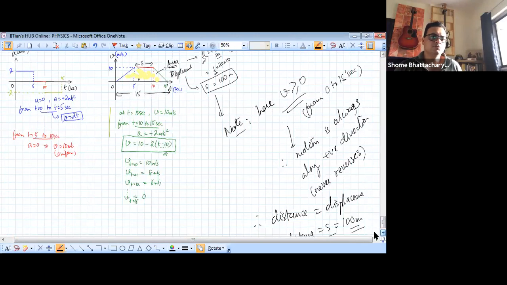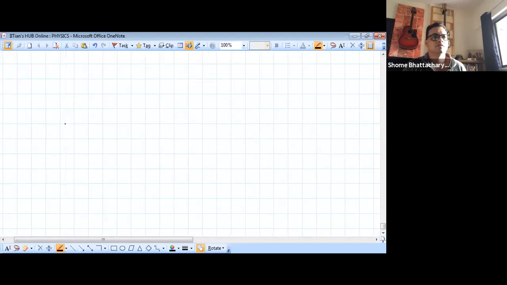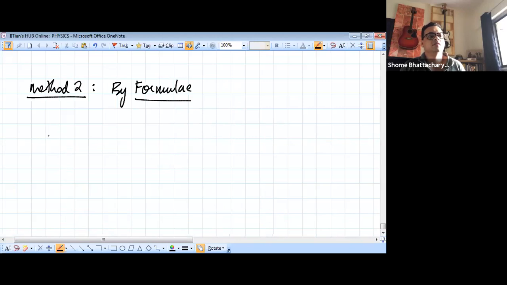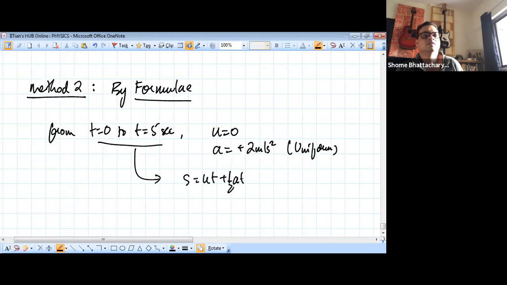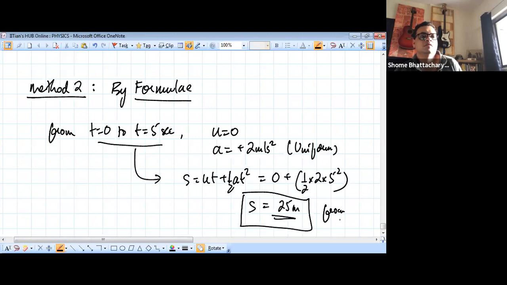Okay, now let's see another way of solving the problem. Formula based method. You can see that from t equal to 0 to t equal to 5 seconds, the initial velocity is 0 and acceleration is plus 2 meters per second squared. Uniform acceleration. So the displacement in this interval of time you can write as ut plus half at square. So that is 0 plus half into 2 into 5 square. So that part of the displacement is equal to 25 meters. So this is the displacement which is occurring from 0 to 5 seconds.